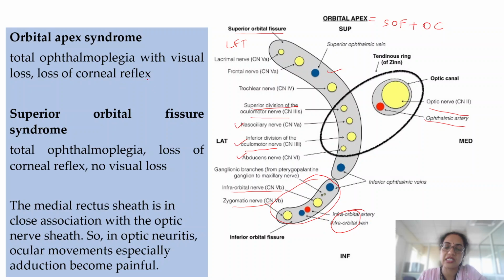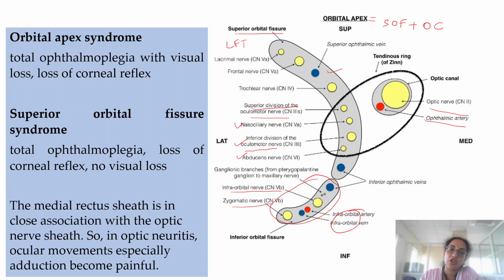We have discussed this in neuro-ophthalmology. However, if you want to learn again, this orbital fissure will have the fourth nerve, the sixth nerve, and the third nerve as well. So this leads to loss of all the motility of the eyeball along with loss of corneal sensation, because the frontal and the lacrimal nerves, the parts of the ophthalmic nerve, are also involved.